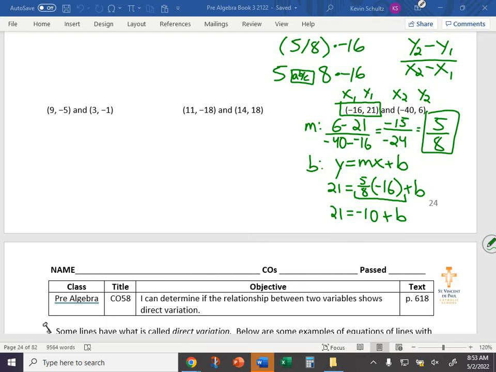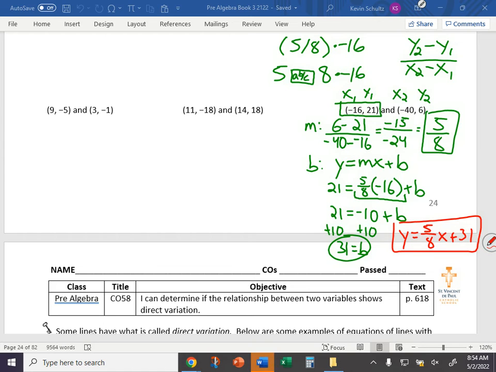What do we come up with? What's our value for b? Kylie? 31, right? We add 10 to both sides. 31 equals b. Our final answer is all this information put together in slope-intercept form. y equals 5/8 x plus 31.